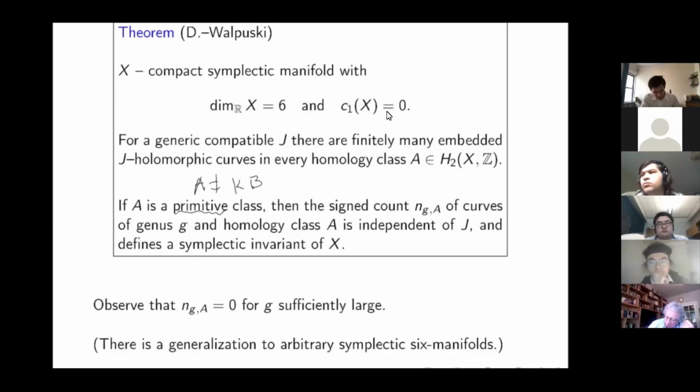Another remark I want to make is that there is a generalization of this theorem to arbitrary 6-dimensional manifolds. The case when the first Chern class is 0 is, in some sense, the most important case. Because in general, you can split all homology classes into the ones that pair to 0 with the first Chern class, a positive number, and a negative number. The positive case and negative case are less interesting. So are there any questions about the statement of the theorem?